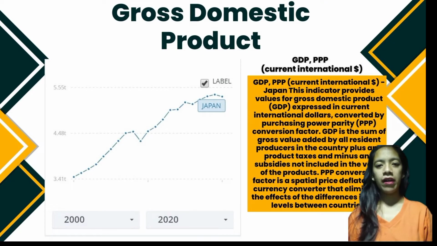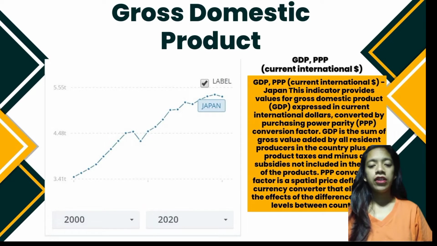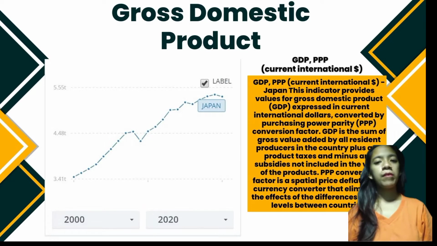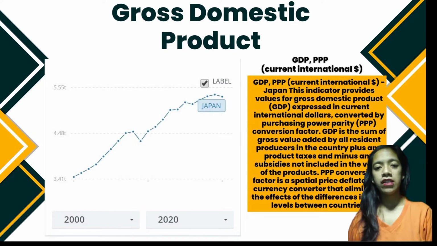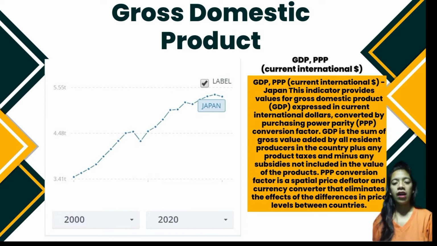I'm Marinel Edimeterio and I am here to present to you the GDP, or Gross Domestic Product, and PPP, or Purchasing Power Parity, of Japan. This graph shows the GDP of Japan from 2000 to 2020. From the year 2000, the GDP of Japan is 3.41 trillion. And in the current year 2020, the GDP of Japan is 5.2.